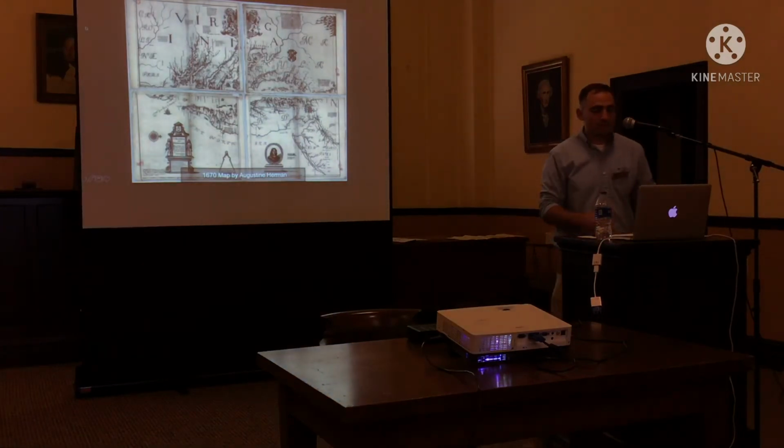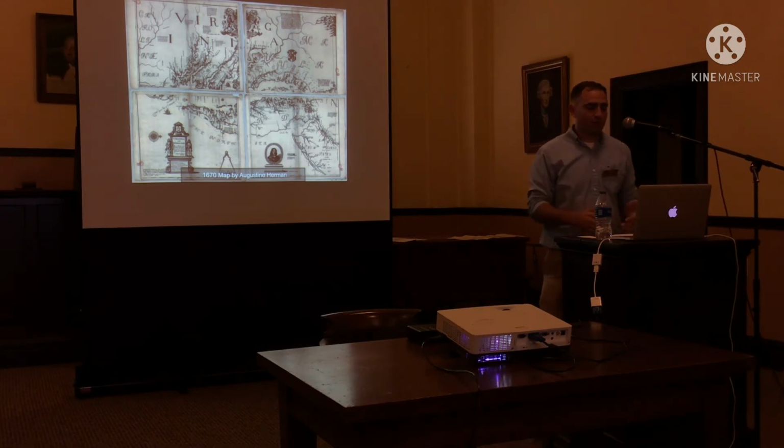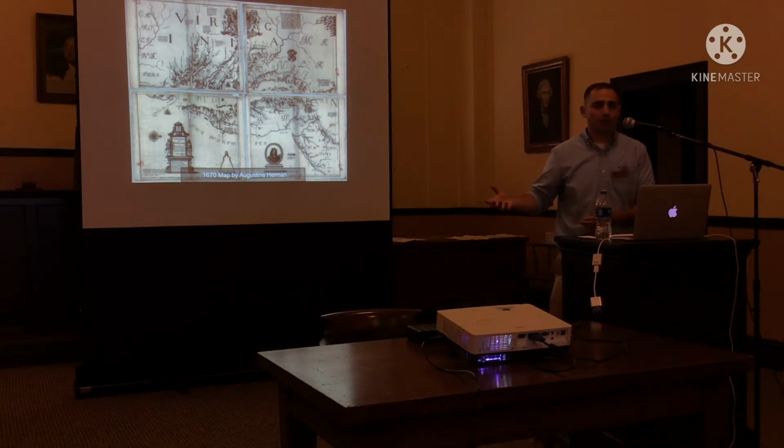And so John Smith's map continued to be used for over 50 years. It wasn't until this man named Augustine Herman finally conducted a fresh survey of the area, and he basically does it to trade for a plot of land in Maryland.